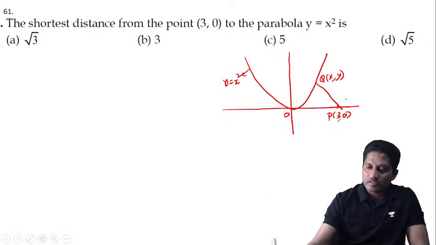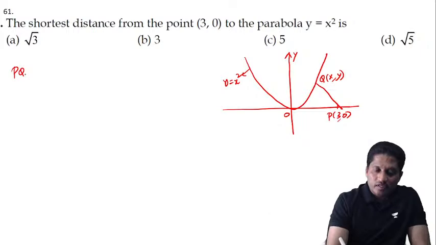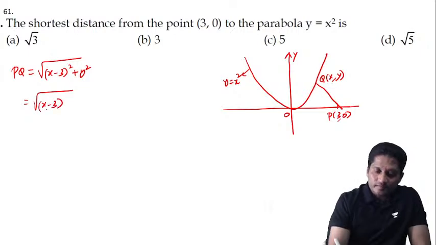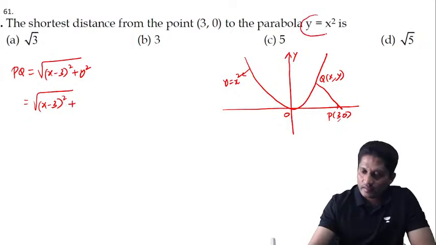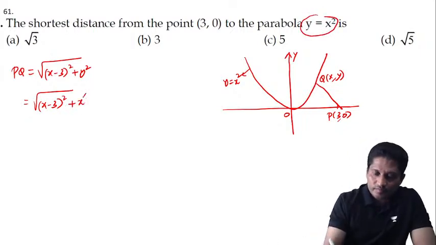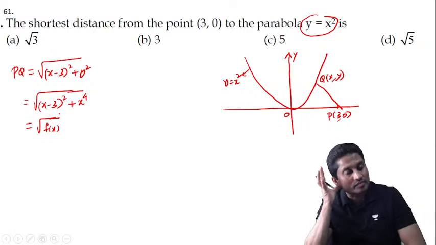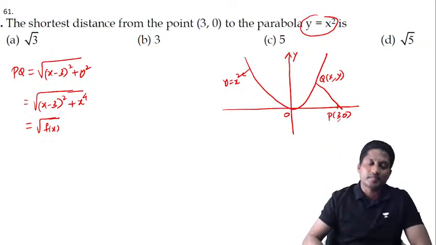Now if I take the shortest distance of PQ, it is equal to, if I use the distance formula, root of x minus 3 the whole square plus y square. Root of x minus 3 the whole square plus, y is equal to x square, right? Y square is equal to x power 4. This is equal to root of f(x). If f is maximum, then PQ is maximum. If f is minimum, then PQ is minimum.